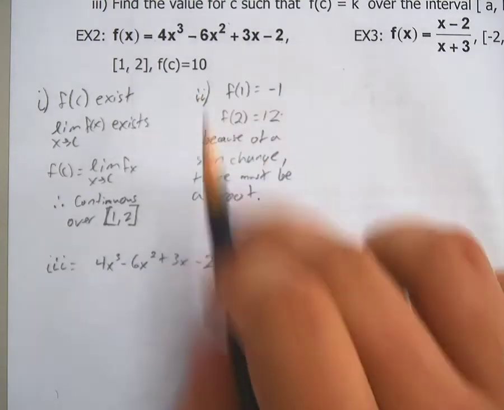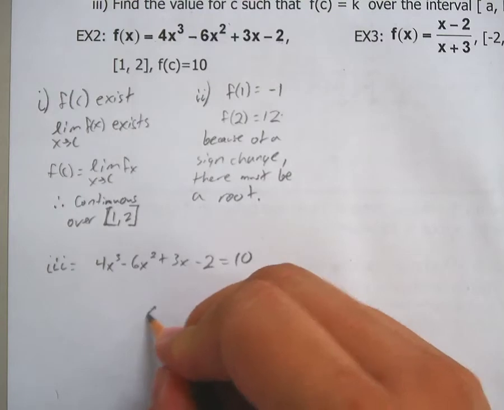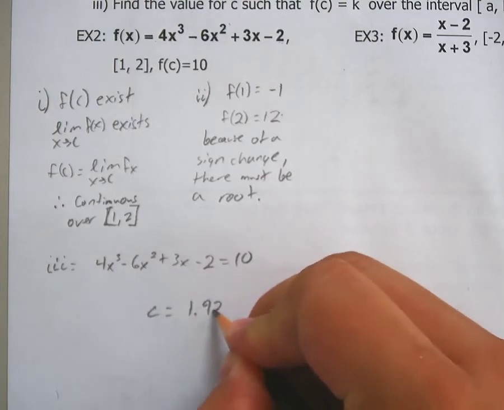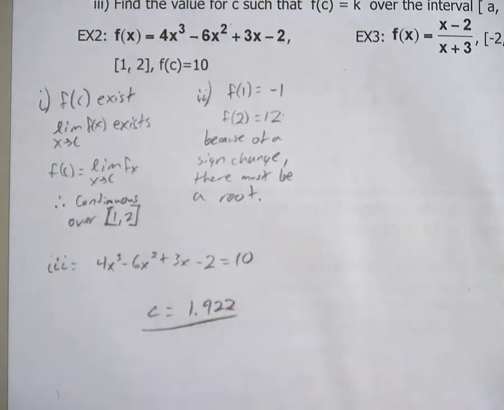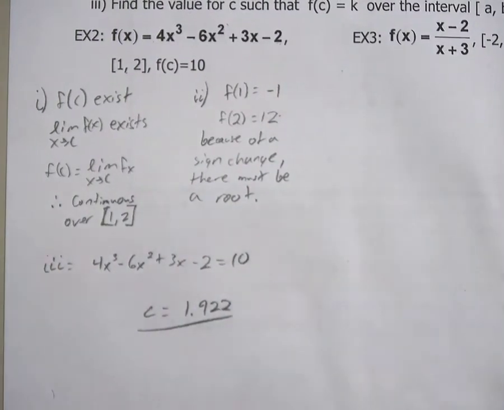So we set our y value equal to 10 and solve for our answer. In this case it happens to be 1.922, rounding to 3 decimal places. Okay, so that's example 2.